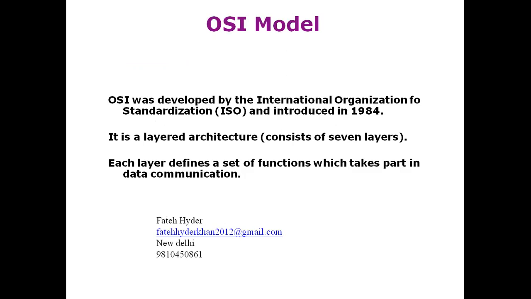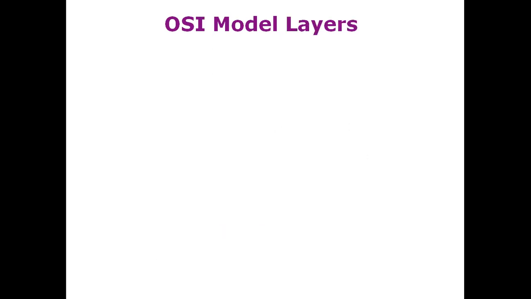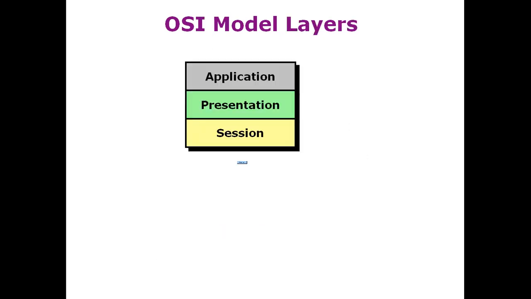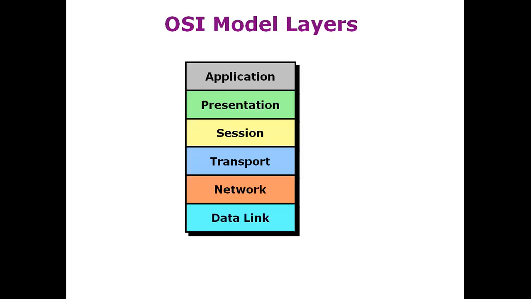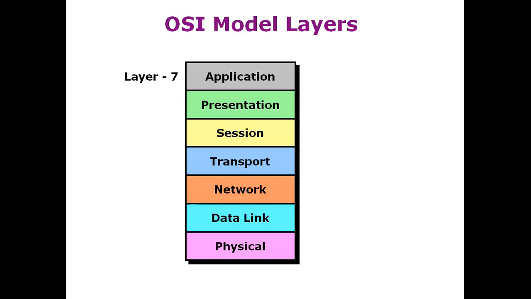See, OSI is a 7-layer model. Each layer defines a set of functions which take part in data communication. And here we have 7 layers. Now, if somebody asks you which is the first layer of the OSI model, you can say the physical layer is the first layer of the OSI model. So now we should understand about the layers.